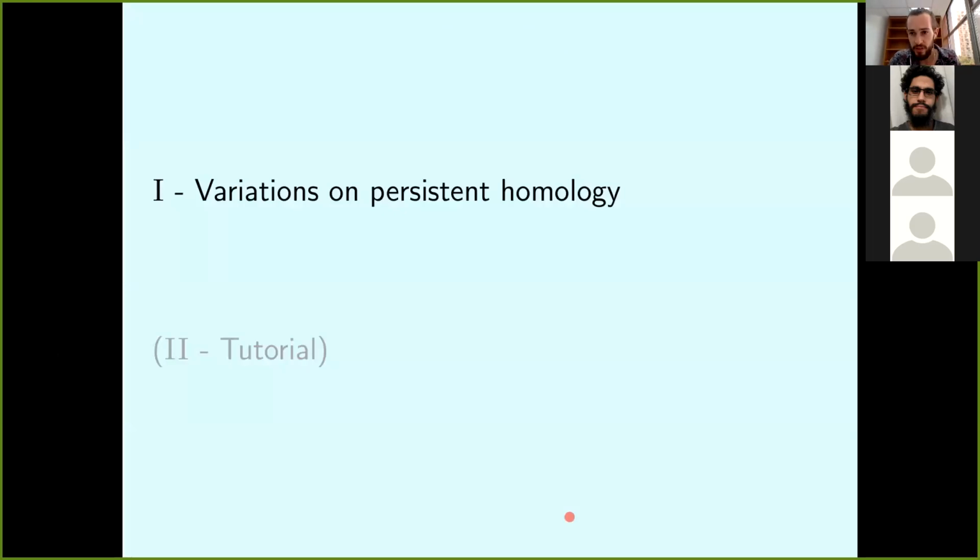I would like to start this lesson by talking a bit about developments of persistent homology, because I presented to you the very basic theory, but obviously there are many different ideas and developments. So in this first part, I will talk more about theoretical developments than applications, because my knowledge is more about theory, but you can interrupt me anytime if you want more precision. I have about 10 little slides to show you.